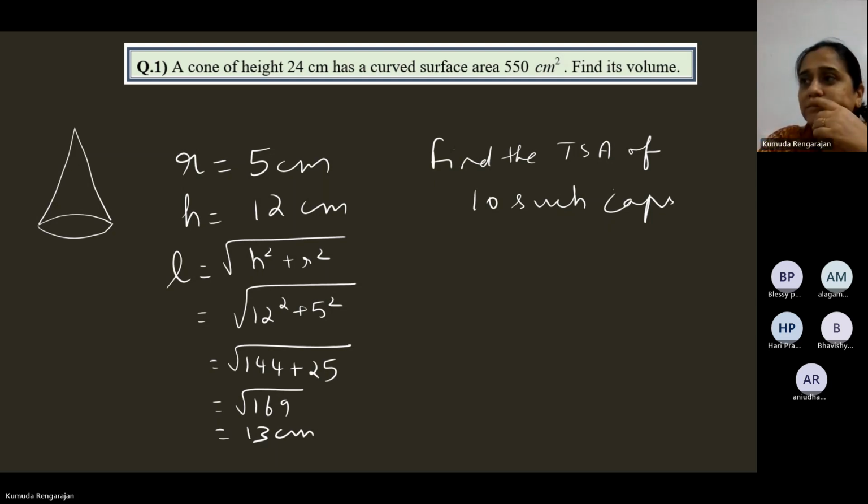Am I clear, children? How do you understand which area is the total area? Wherever you use the material, here the material is paper. You're using the paper to make the CSA. So find CSA. You are not using paper to cover the circular bottom of the cone. No paper is used there. Then there is no area there. It's open. Where is the material used? Only CSA. So you should find only pi RL. Pi RL answer into 10 will be the total surface area of the paper used to make the 10 birthday caps. Understood that?